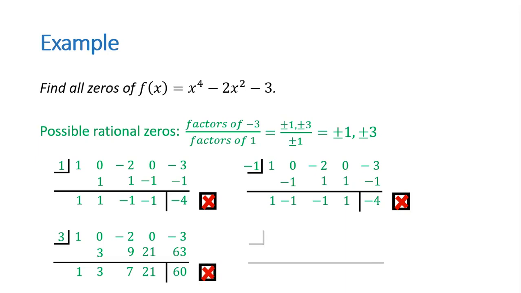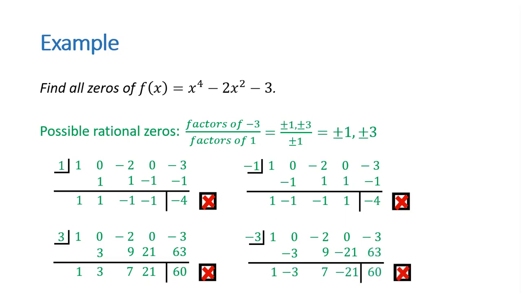So let's see if our last one, -3, works. Bring down the 1, we get a -3, -3, +9, 7, -21, and then -3 times -21 is +63. Again, combine, and we also get a remainder of 60. So we made a list of rational zeros. We only had 4. We checked all 4 with synthetic division, and none of them work.